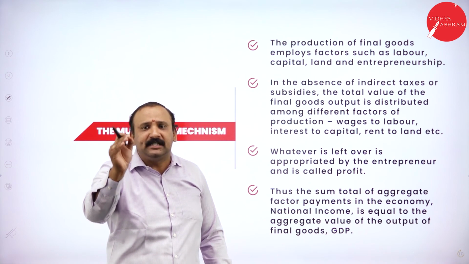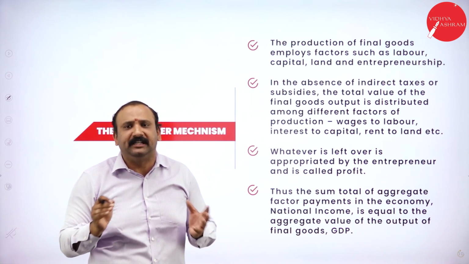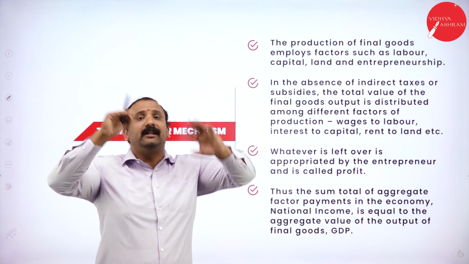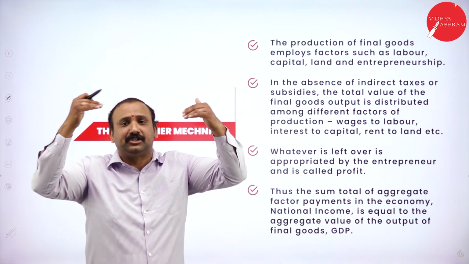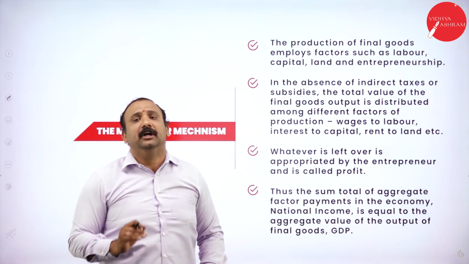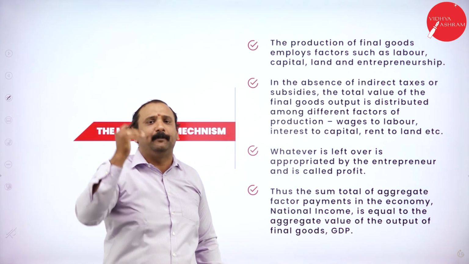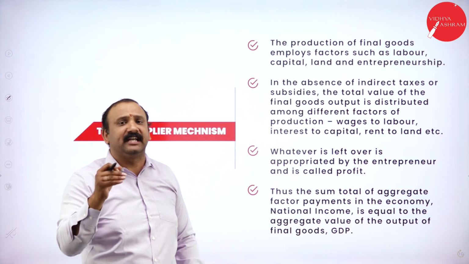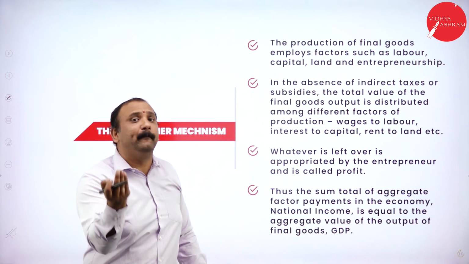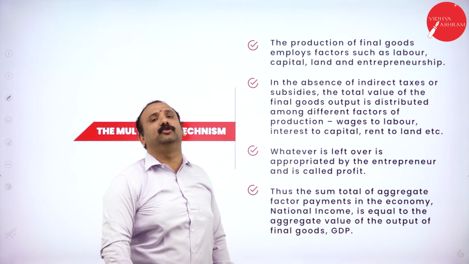So in the absence of indirect taxes or subsidies or any kind of thing, the total value of the production is redistributed back into the economy, to the people, to interest or to rent or to wages or labor, wherever that factor fits. So what is happening here is that money is getting recirculated back into the economy.